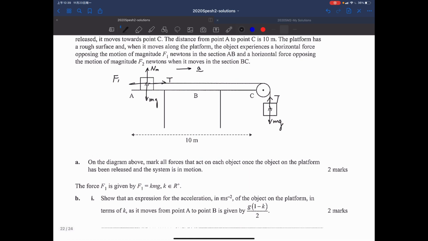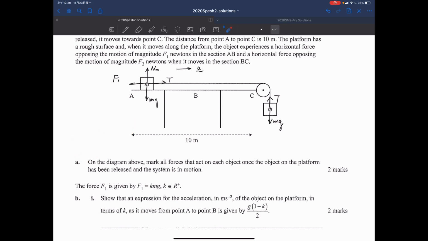Then you could say, okay, my F1 is given by k times mg. In fact, k is just a commonly known terminology, the coefficient of friction, because mg is my reaction force. We have a formula F equals mu N. So this is just my sliding friction, okay?